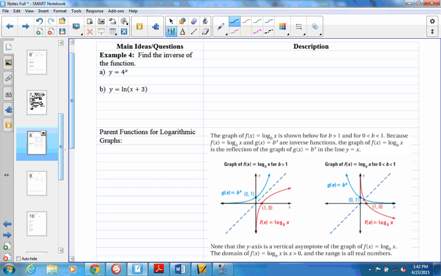Find the inverse of the function. Trent, what's the first thing I always do when I want to find an inverse? Switch x and y. So x equals 4 to the y now. So how in the world am I going to get rid of x equals 4 to the y? How do I want to get y by itself, right? That's my second step. So switch x and y, resolve for y, that'll give me my inverse. Brent, any ideas?